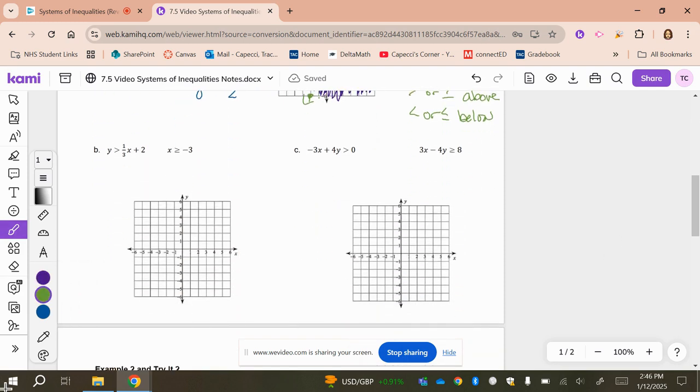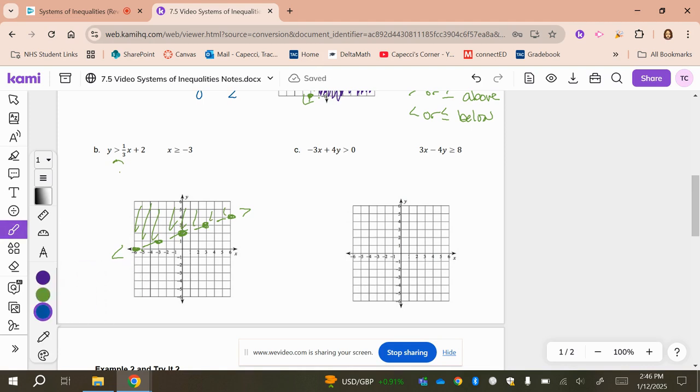So do the same thing. First, we're going to graph. I'm starting at 2, and I'm going to go up 1 to the right 3, up 1 to the right 3. Same thing in the other direction. And I'm going to dash it. Now this time, I'm going to shade above, right? That's greater than. So I'm going to shade above.